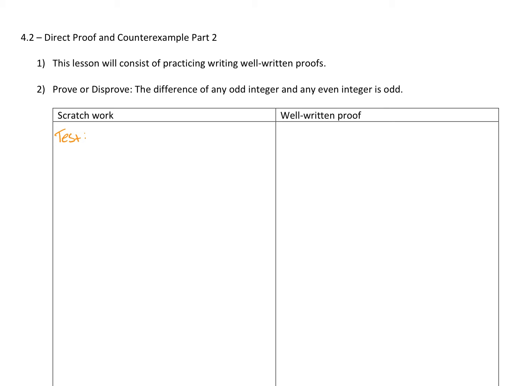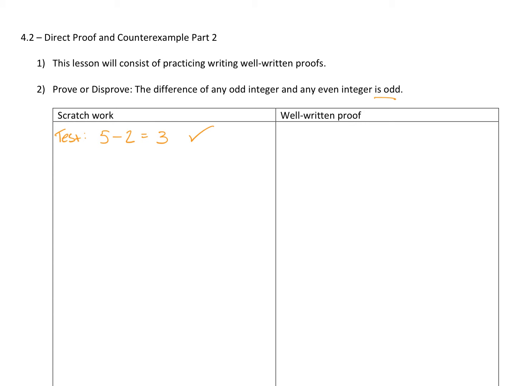The difference of any odd integer and any even integer. Pick a random odd integer like 5 minus an even integer 2. Okay, so that's 3, which is odd, which is what they claimed. So that example satisfies the statement. It doesn't prove it, but it's like, okay, it's true for 5 and 2. When you do an odd minus an even, you get an odd.